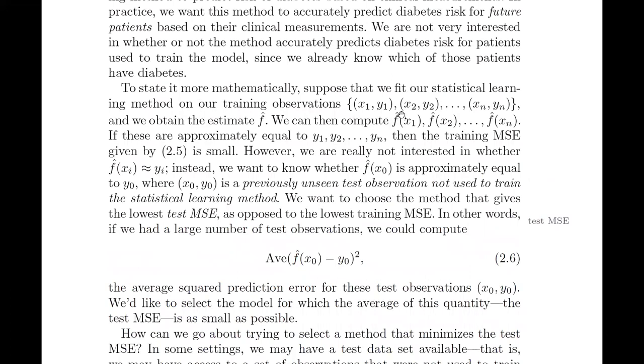So we can then compute f hat of the first observation, f hat of the second observation. If these are approximately equal to y1, y2, then the training mean squared error given by 2.5 is small. And do keep in mind, you want to minimize the mean squared error. However, we are really not interested in whether f hat of xi is approximately equal to yi. Instead, we want to know whether f hat of x naught, outside the training data, also known as an out of sample observation, is approximately equal to y naught, where x naught comma y naught is a previously unseen test observation.